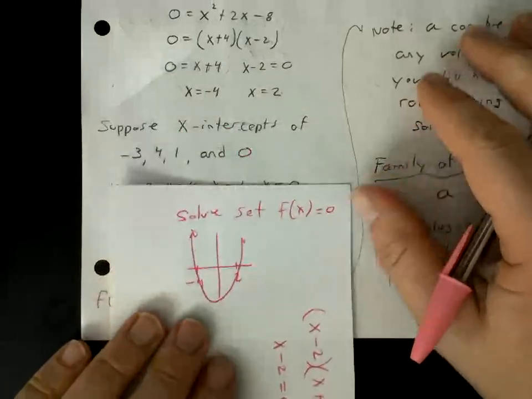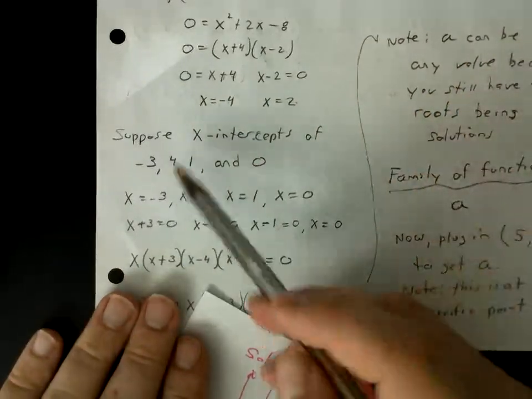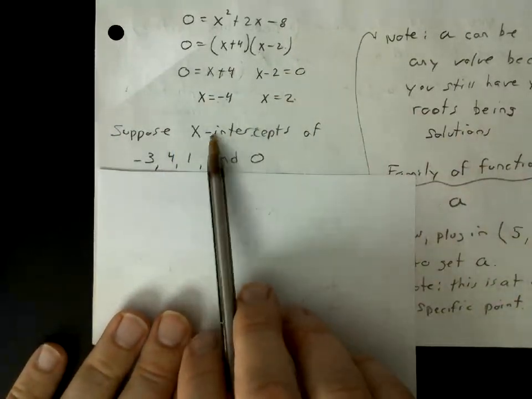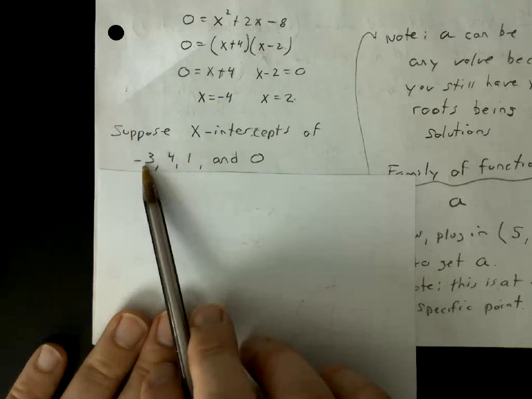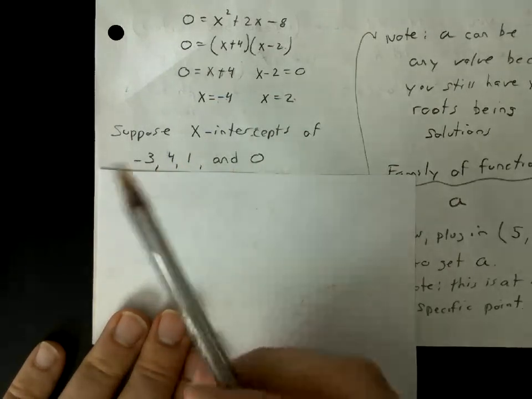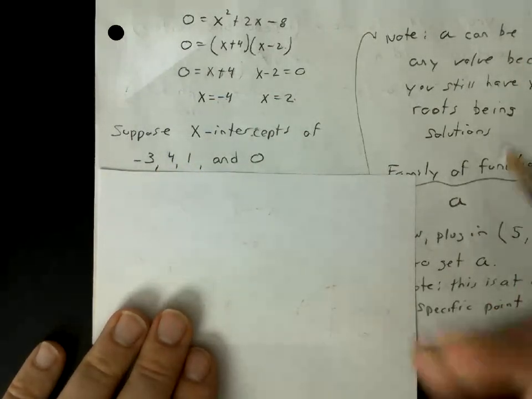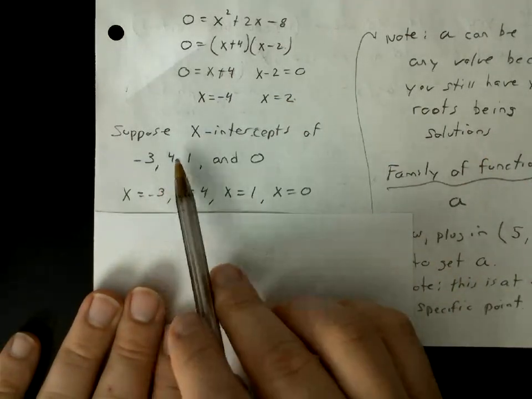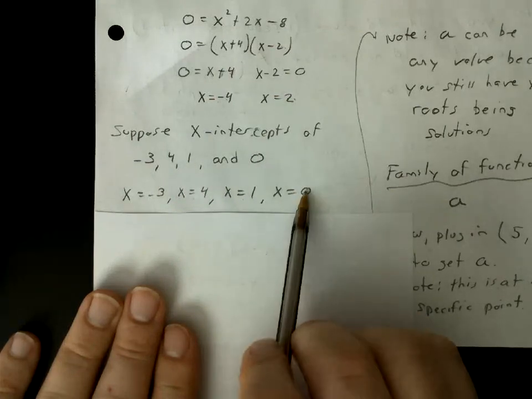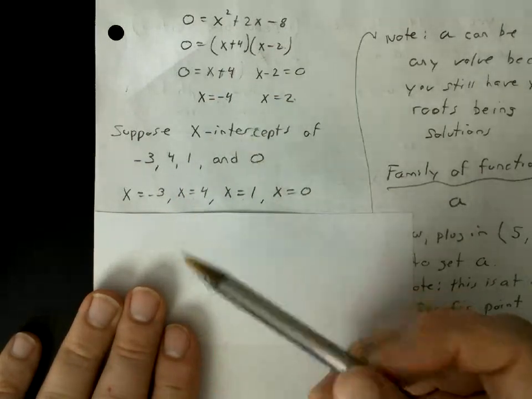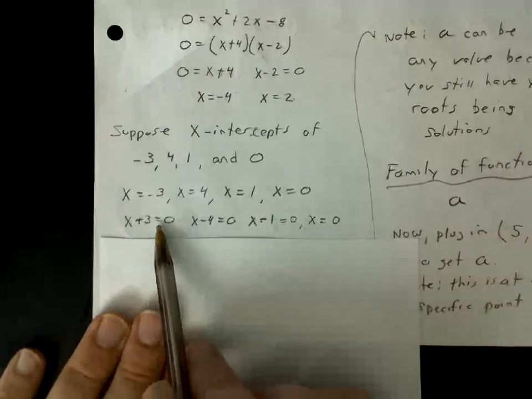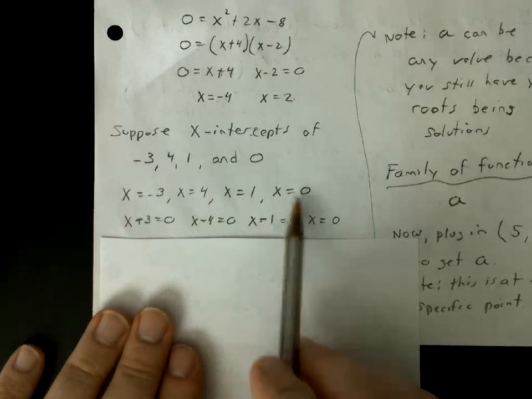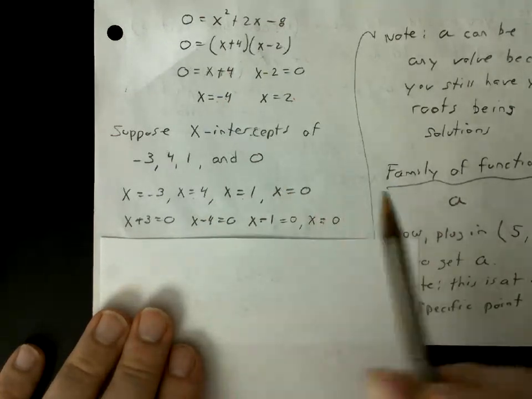All right. So let's suppose then, what if we went the other way? Let's say we had the x-intercepts be -3, 4, 1, and 0. Then I want to go backwards to make our polynomial. Remember, we're thinking that these are equal to 0. If we go backwards, we're going to set each of them equal to 0. Well, that one's pretty straightforward.